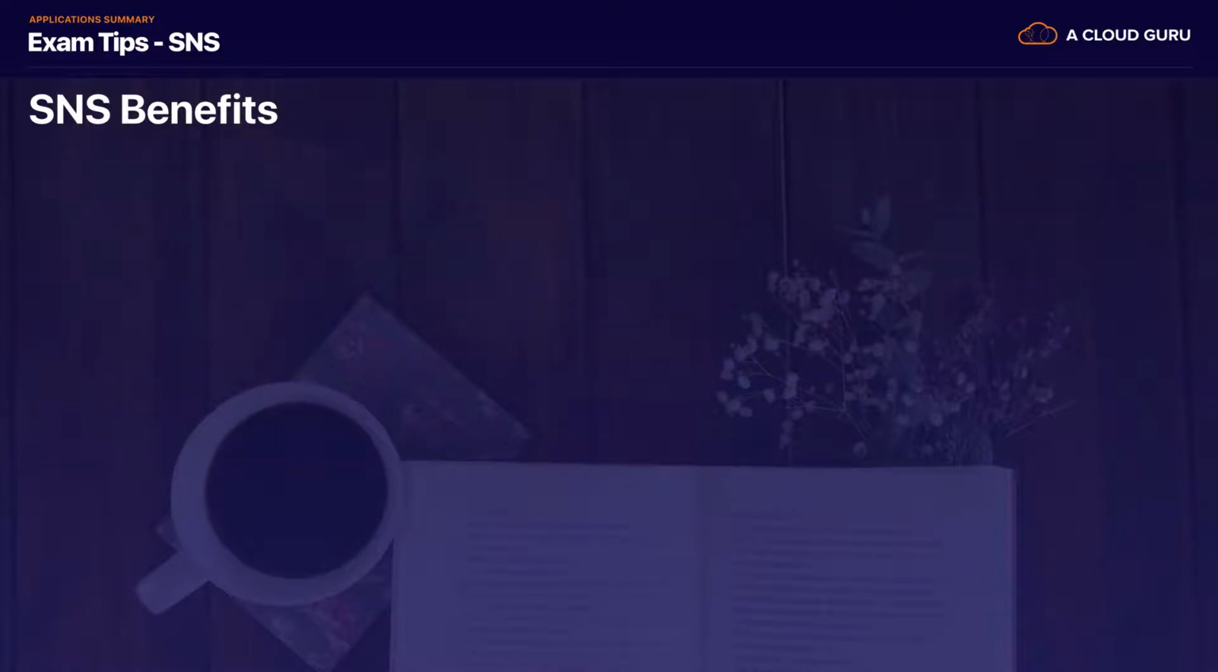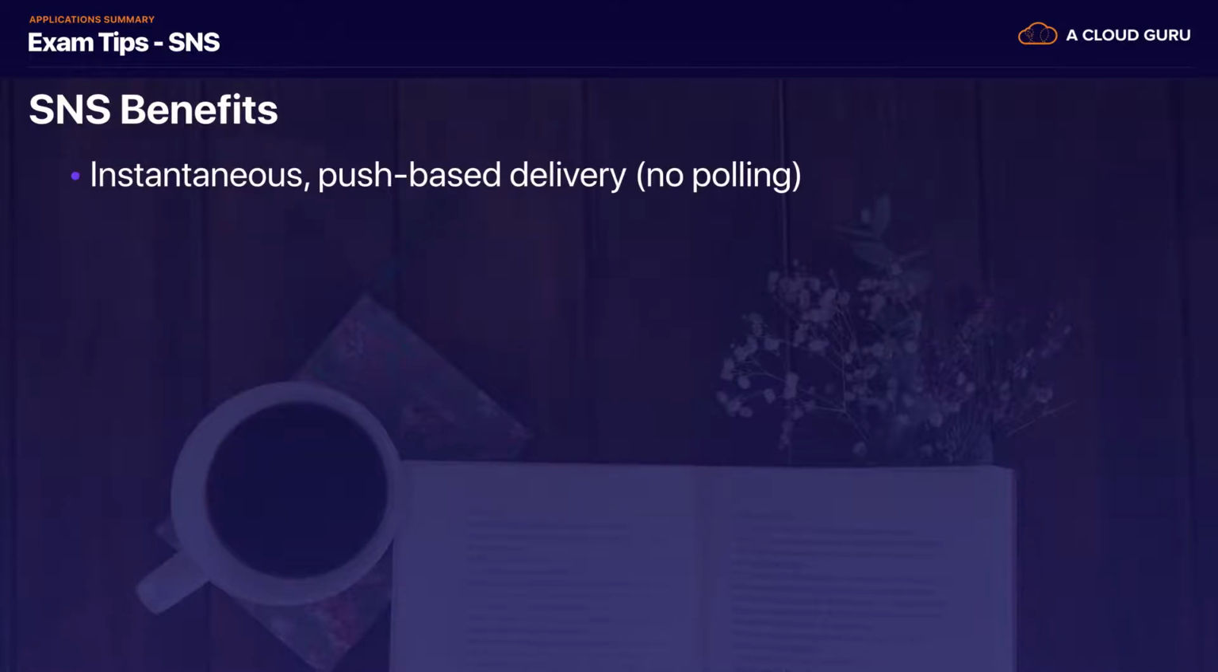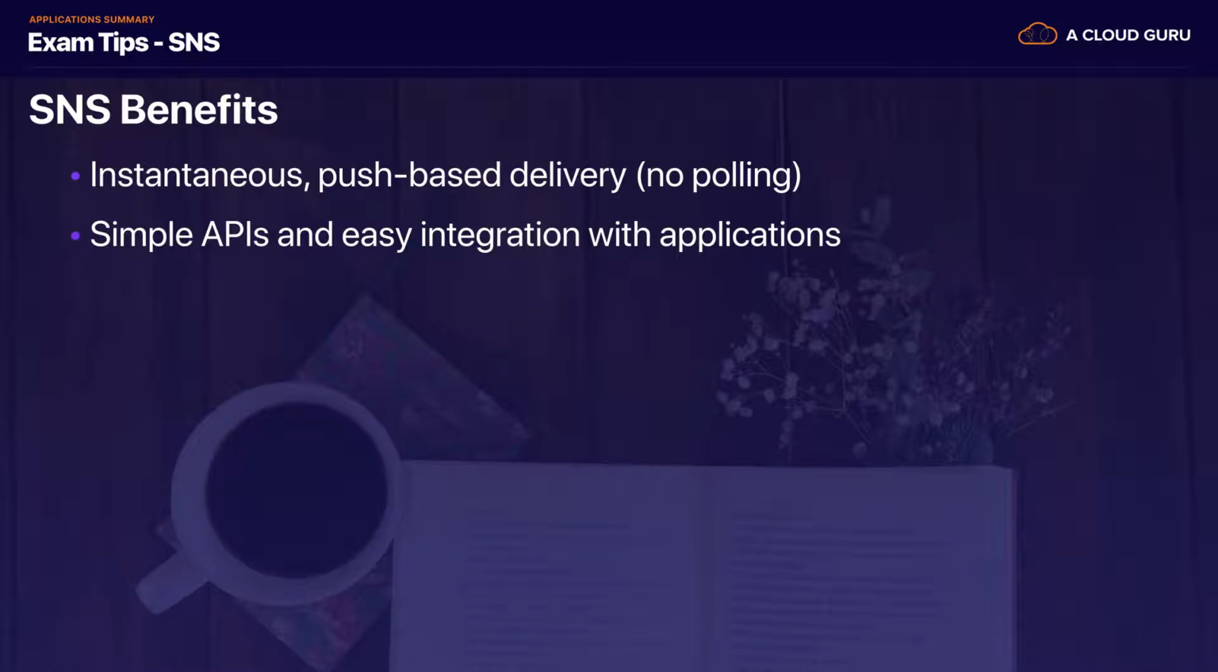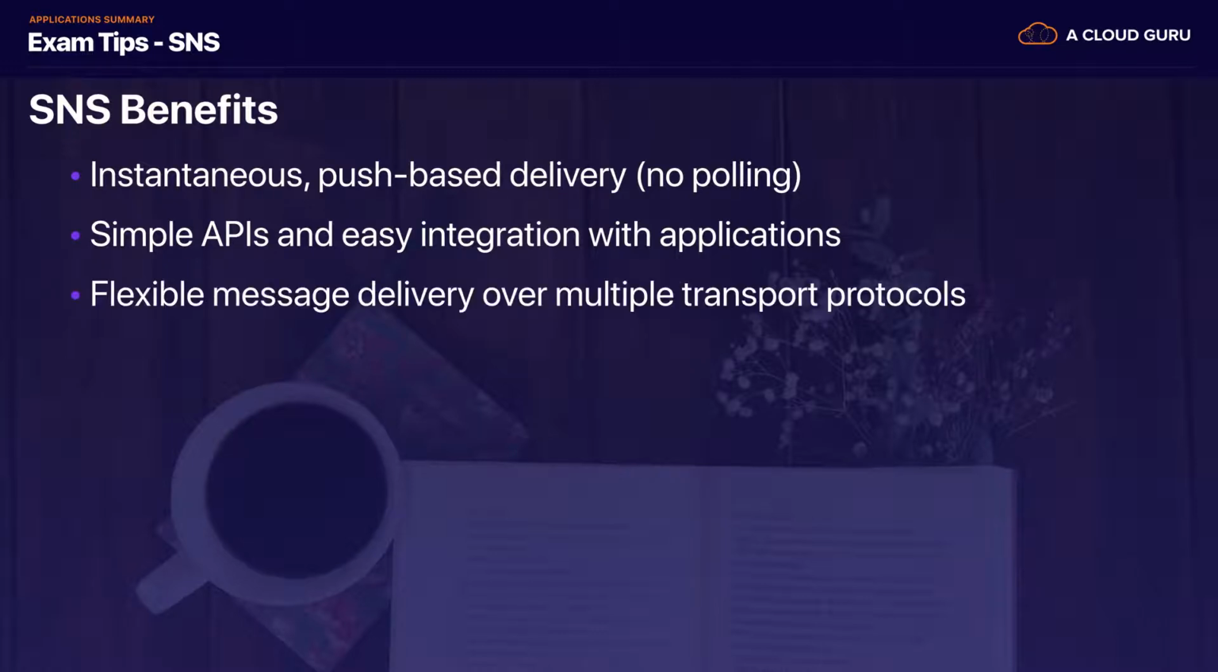Moving on to SNS, just remember what it is and the different benefits that it gives you. So it's instant push-based delivery. So there's no polling like with SQS. If you want pull-based, you're going to go for SQS. If you want push-based, you're going to go for SNS. It gives you simple APIs and easy integration with applications.